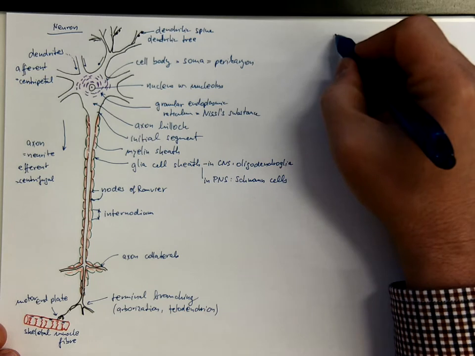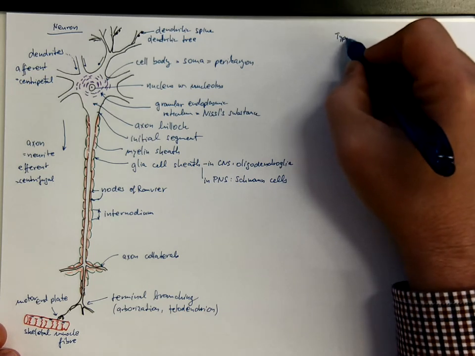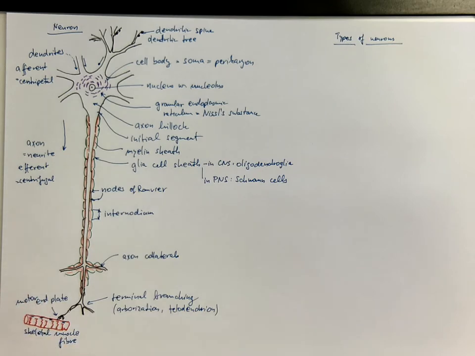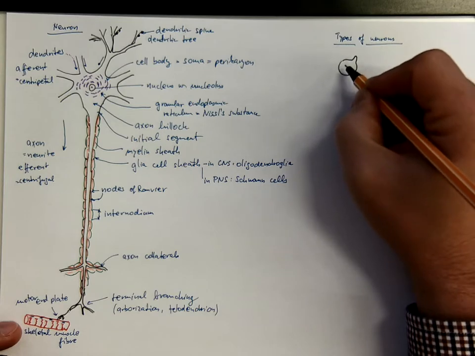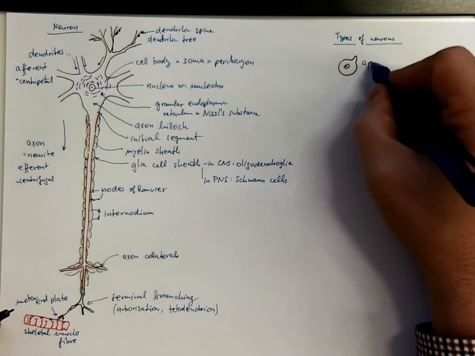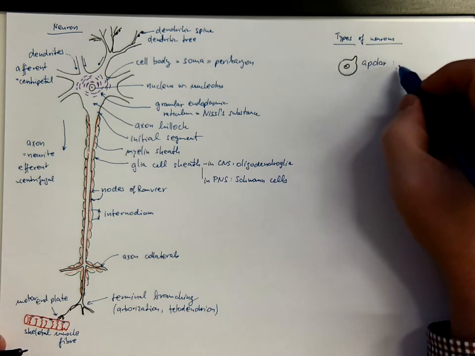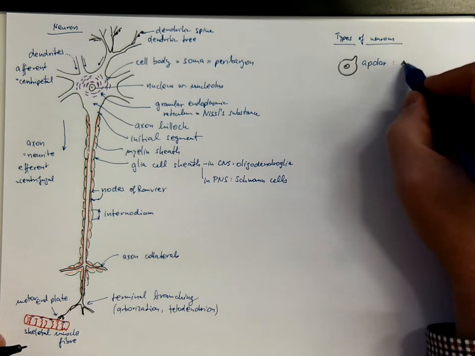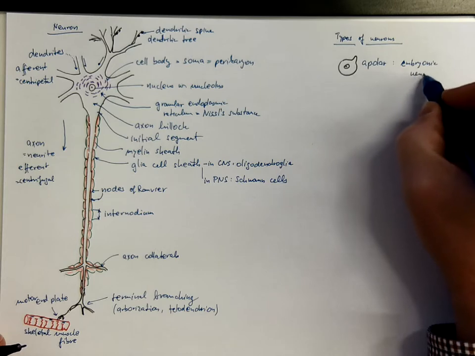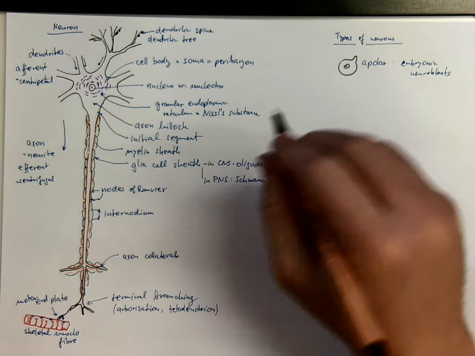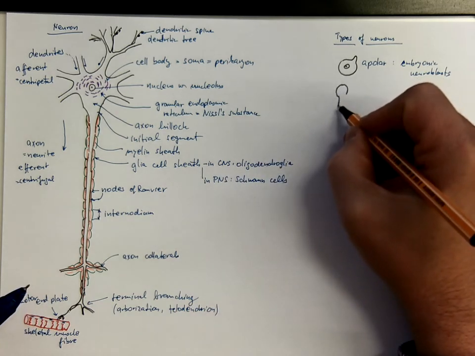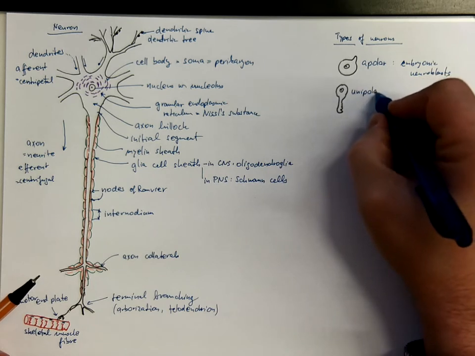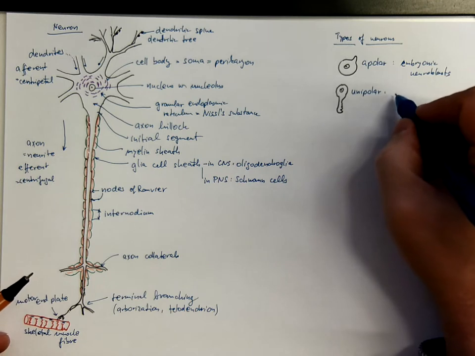We can classify the neurons according to the number of processes. So if a neuron has no cell processes at all, it's got only the cell body, you will call it apolar neuron. An example for this would be embryonic neuroblasts that are still dividing, and they will grow the processes later on. Another example would be a cell body with only one process. This would be called unipolar neuron. And a good example would be photoreceptors of retina.